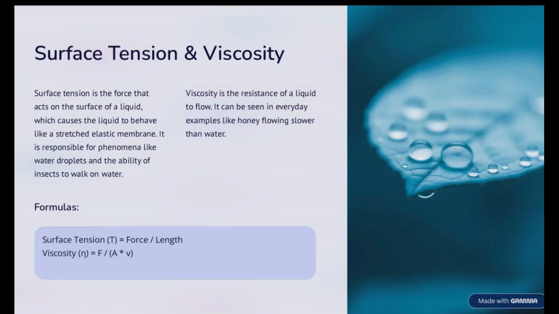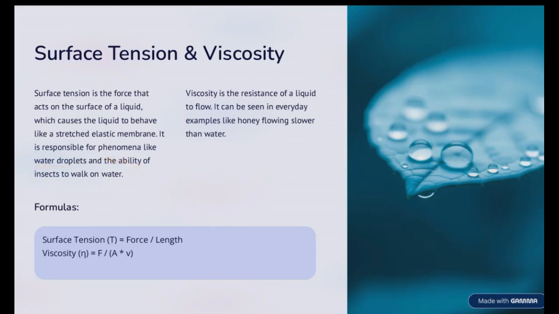By definition, it is the force that acts on the surface of a liquid, which causes the liquid to behave like a stretched elastic membrane. Or some people will say it makes the liquid act as if it's a solid. It is responsible for phenomena like water droplets. As we can see in this image, water staying on top of this leaf is not flowing, it's just staying as a drop, like a ball. Normally water is supposed to flow down, it should not stay as a ball, but because of surface tension, we can see stuff like this. It's also responsible for us seeing insects walking on water.